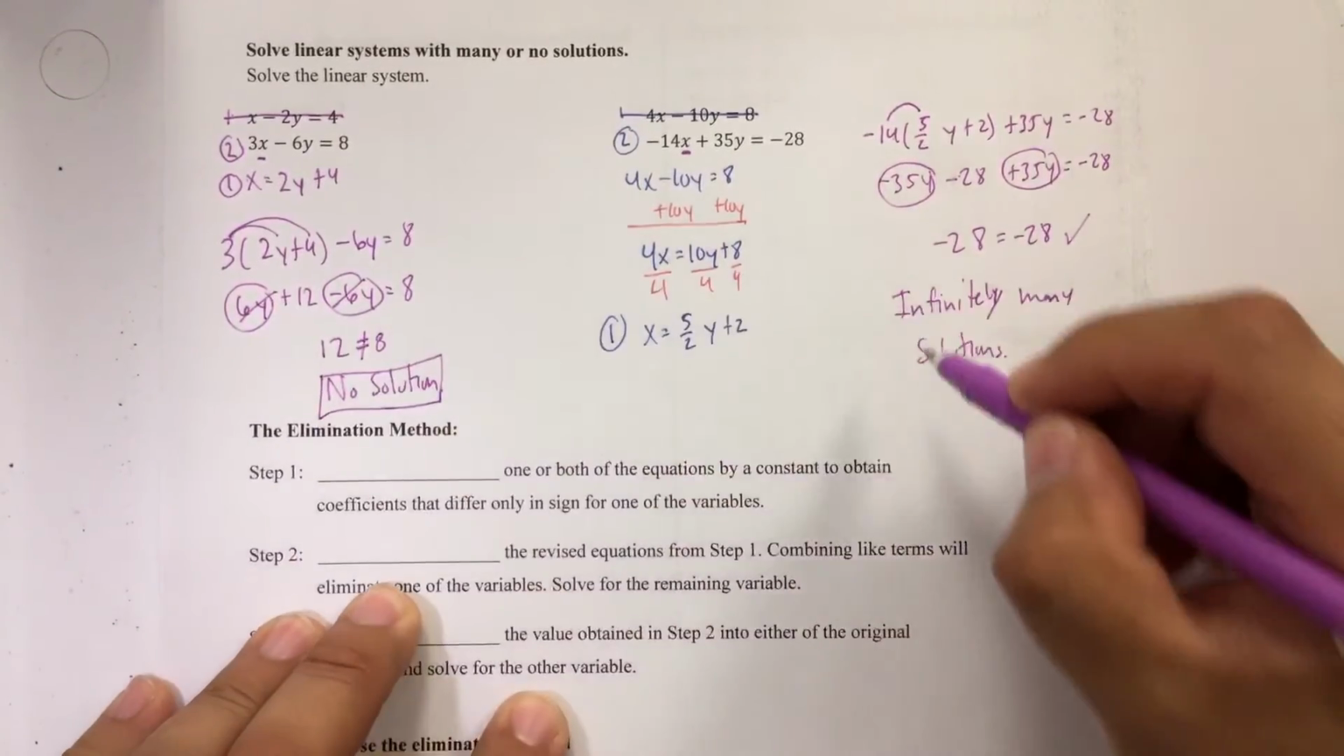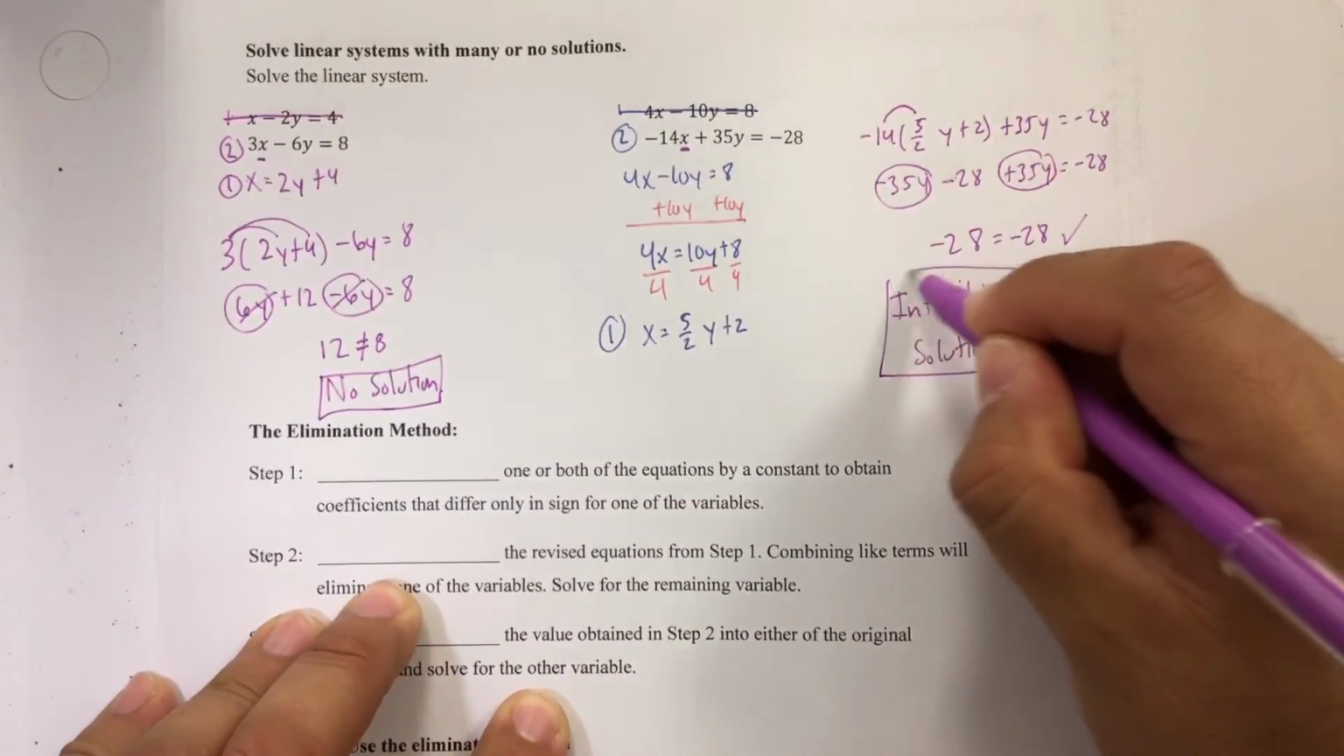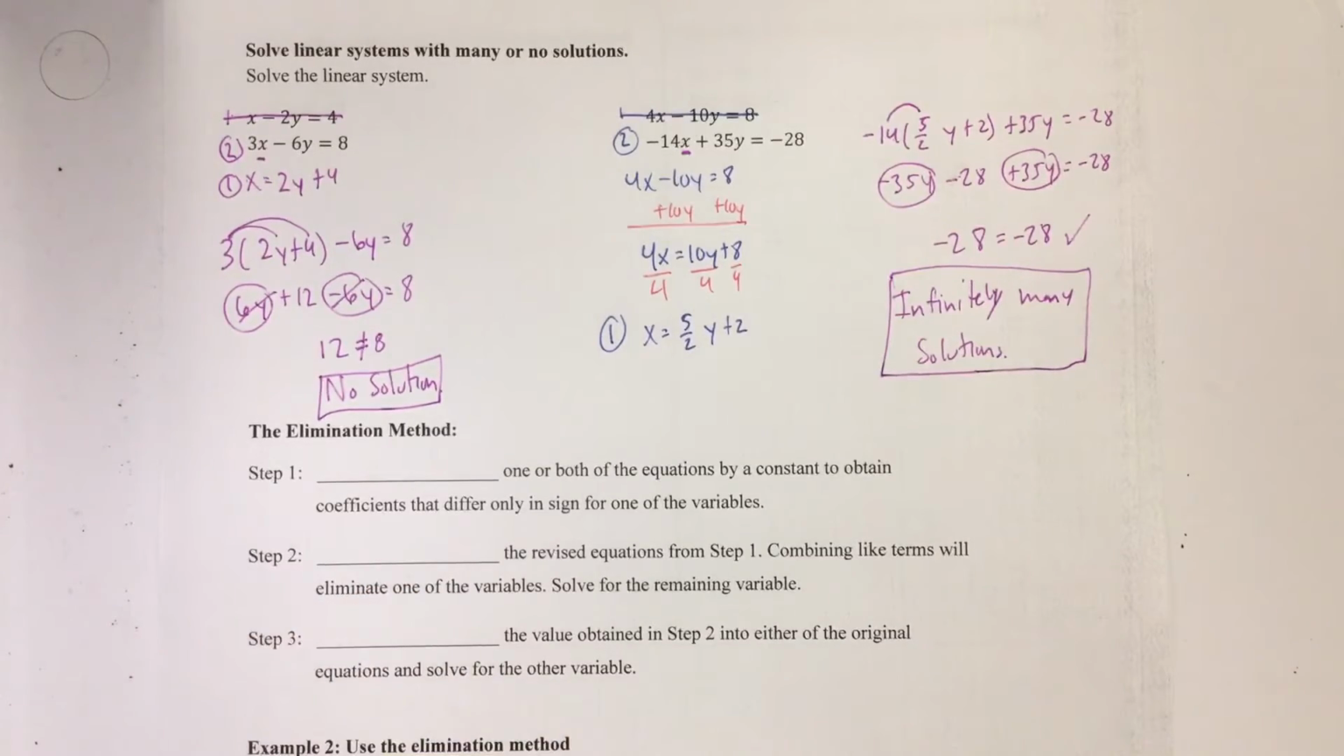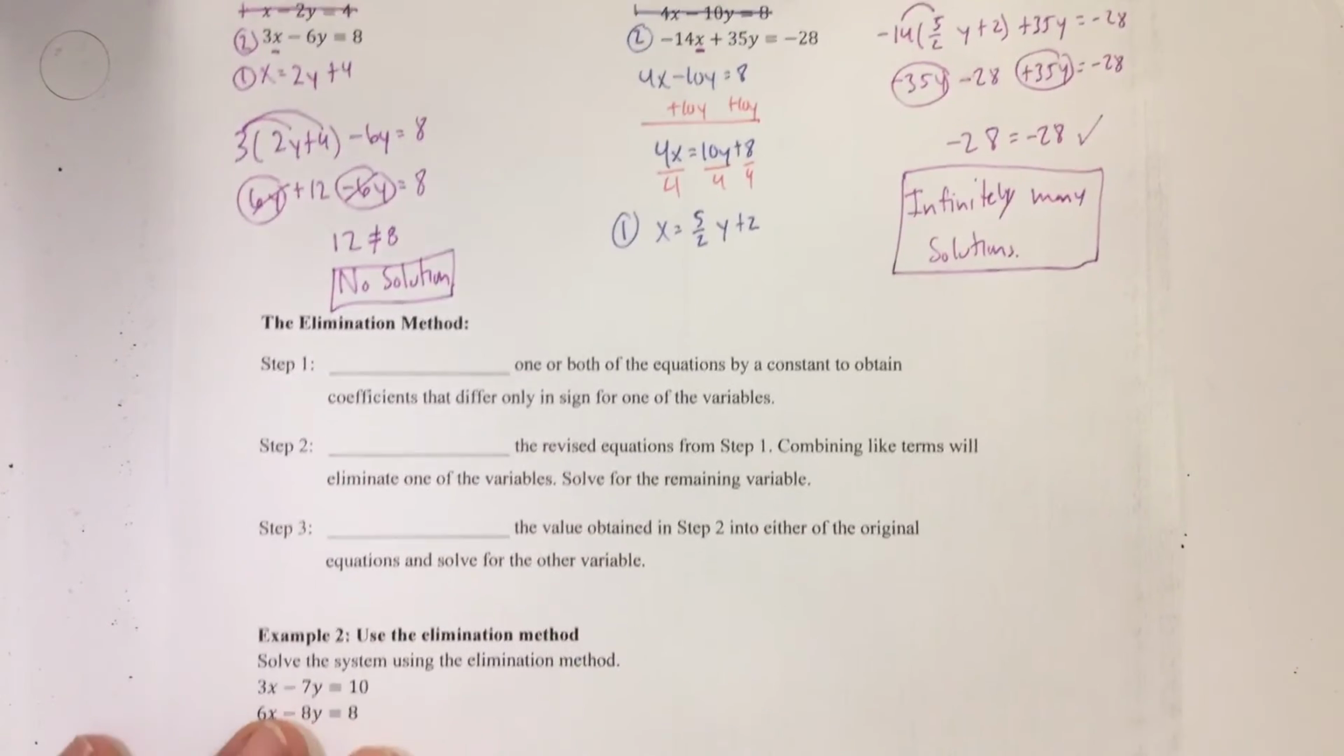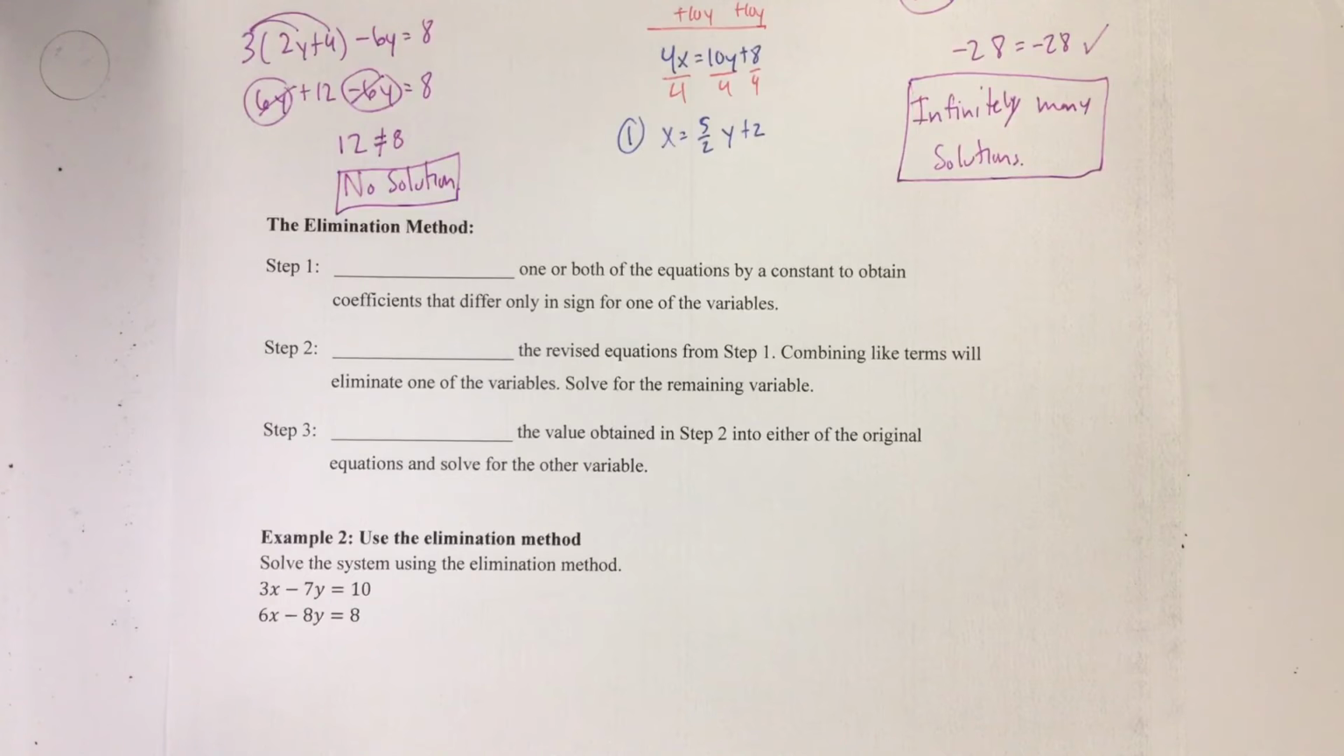And there's the answer there. So no solution for the first one, or the false statement, infinitely many solutions if the mathematical statement is true. All right, so that's the substitution method. Now we're going to take a look at the elimination method.